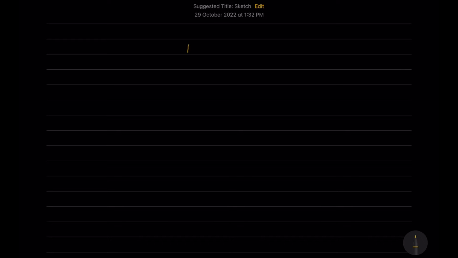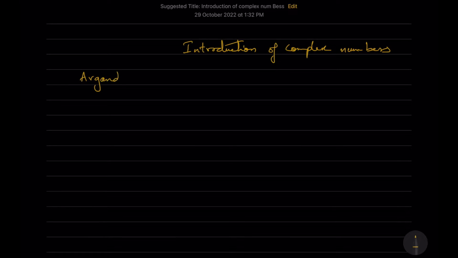So, introduction of complex numbers. This is part 2. So how do we introduce what is Argand plane and what is polar plane? We'll see. Polar representation.